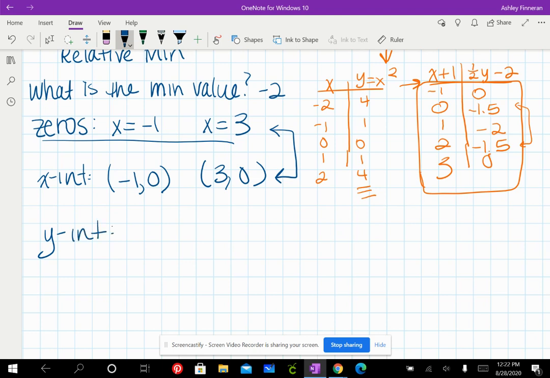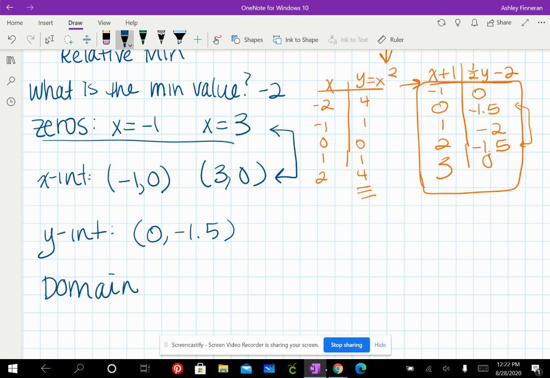All right, the y-intercept is on the function, so it's just 0, -1.5. You also could plug in 0 for the x value and evaluate and find the y value. Let's talk about domain and range.